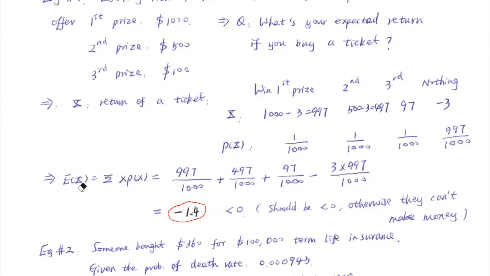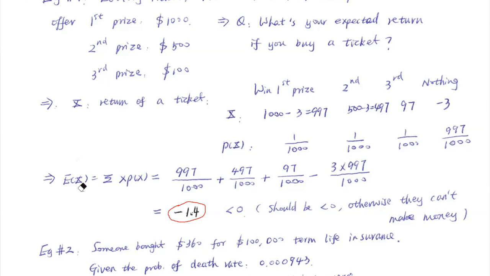Is that a good business? No, it's not a good business, right? So you think about the organization. On average, when they sell one ticket, they are able to make $1.4. That's a good business for them, not a good business for us.